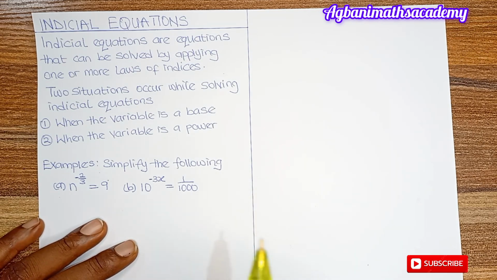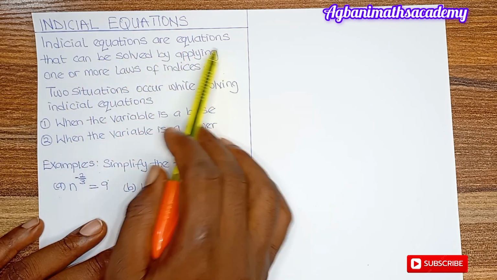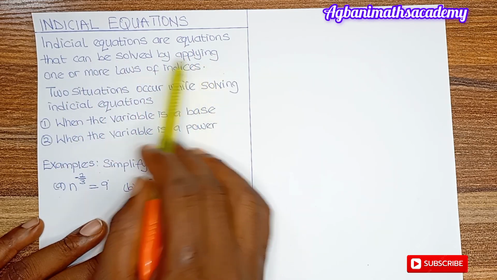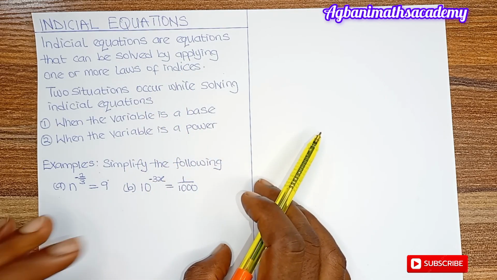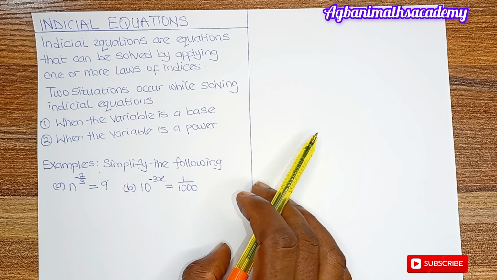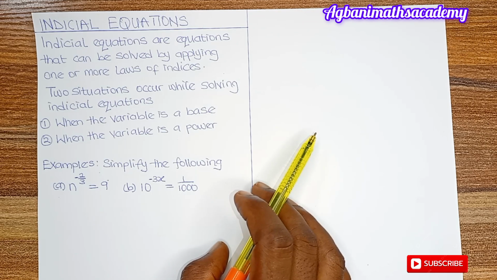So what is an indicial equation? Indicial equations are equations that can be solved by applying one or more laws of indices. So whenever you're solving indicial equations, you have to apply one or more laws of indices. Remember, solving an equation means finding the value of the unknown or finding the value of the variable. The variable is an alphabet. The alphabet is actually a number that we do not know yet. So for us to solve indicial equations, we need to apply one or more laws of indices.